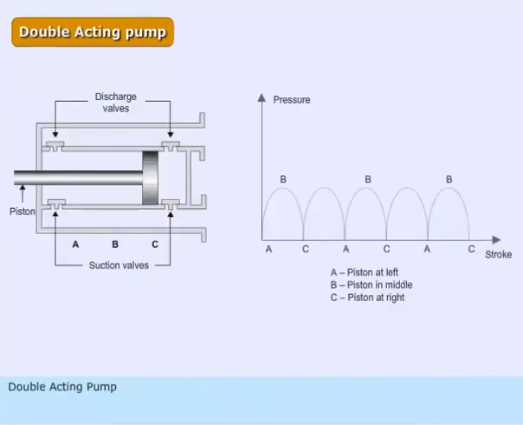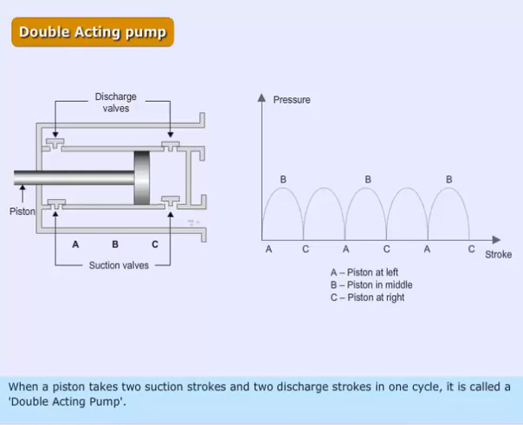Double-acting pump. When a piston takes two suction strokes and two discharge strokes in one cycle, it is called a double-acting pump.